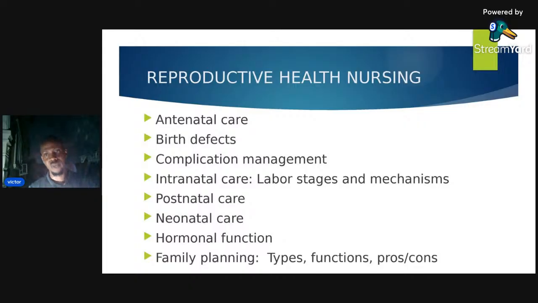So a way you can use to manage that or to correct that is when you use the Pavlik harness. It is a harness that is applied to both hips to keep them in place.